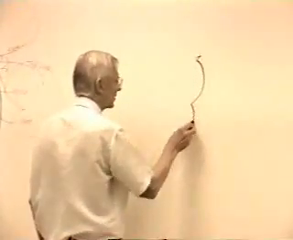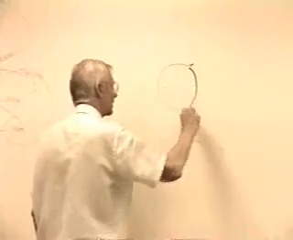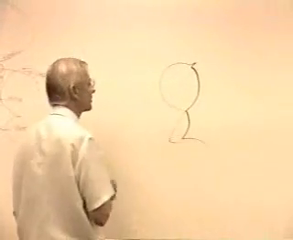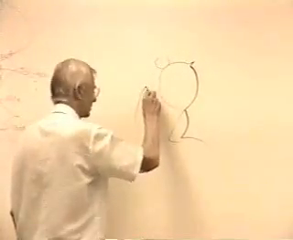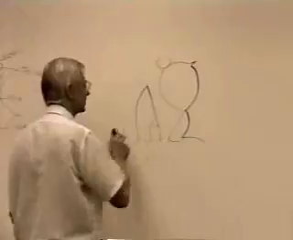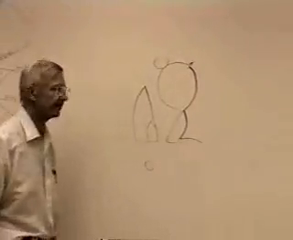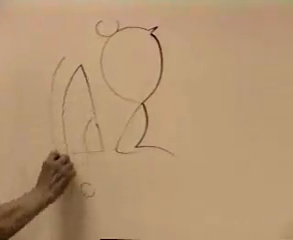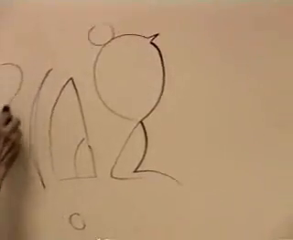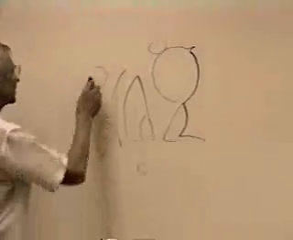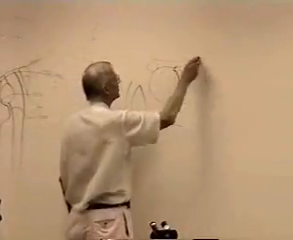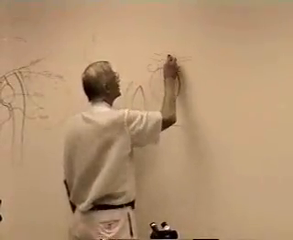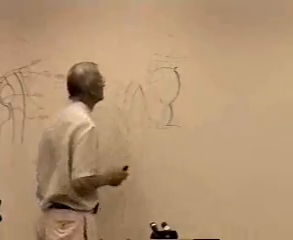Epithalamus, thalamus, hypothalamus, thalamus, hypothalamus, caudate, putamen, globus pallidus, tail of caudate, claustrum, insular cortex, temporal lobe, frontal lobe. Oh, I better put a corpus callosum in here. Cingulate gyrus, and on around.